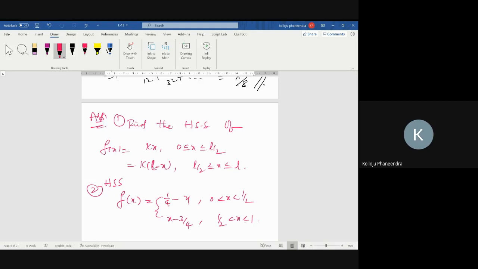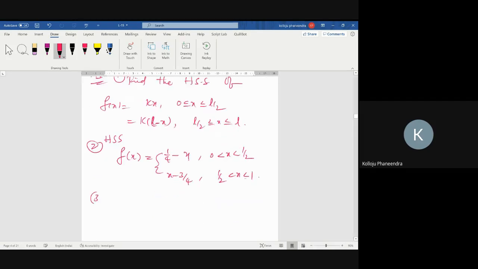And next one, half range cosine series of f of x equal to x square, 0 less than x less than or equal to 2, and 4, 2 less than or equal to x less than or equal to 4.